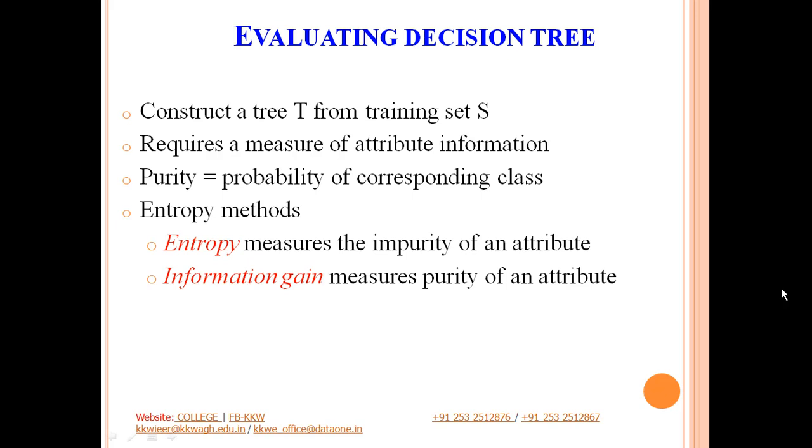Now just by looking at the meaning we can easily guess that we want to select an attribute that has high purity or high information gain, and that has less impurity, that is, less entropy. Now what this actually means, how we are going to use these 2 concepts for constructing a decision tree, and what the formulas for entropy and information gain are, we will see next.